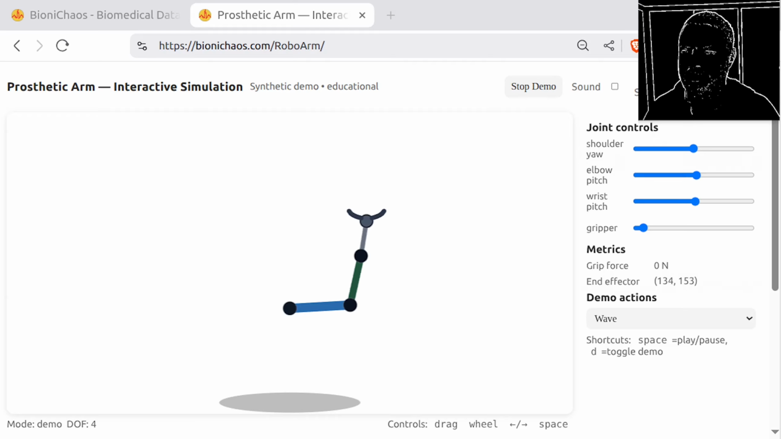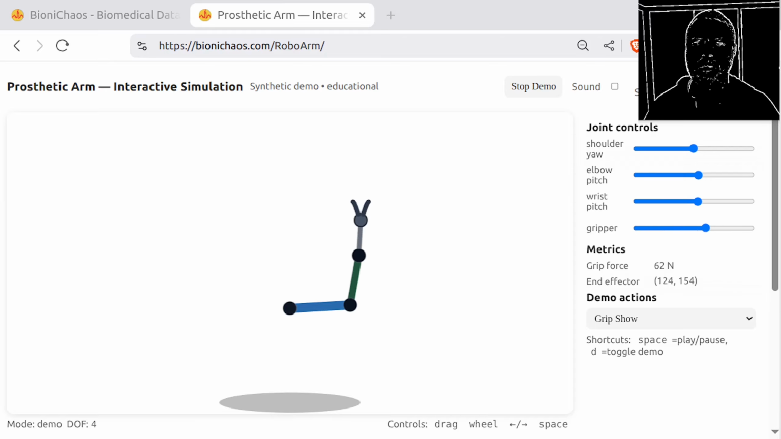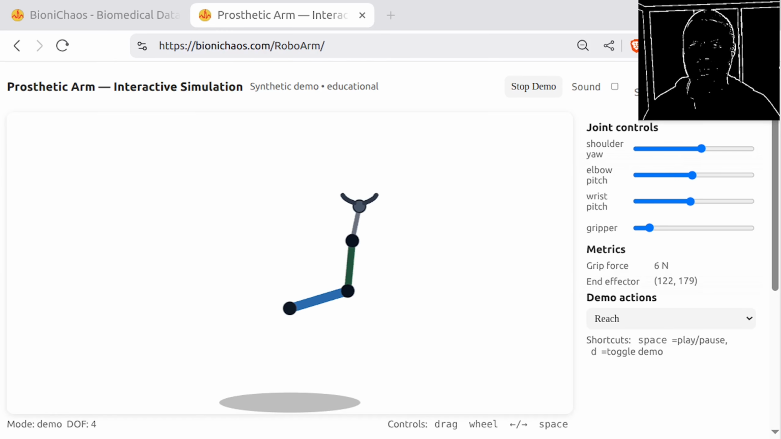So, you're exploring a cool interactive simulator of a robotic arm. You can adjust the sliders to control its different joints and see how it moves. It's a fun way to learn about robotics and how these machines work. Have you tried making the arm do a specific movement yet?